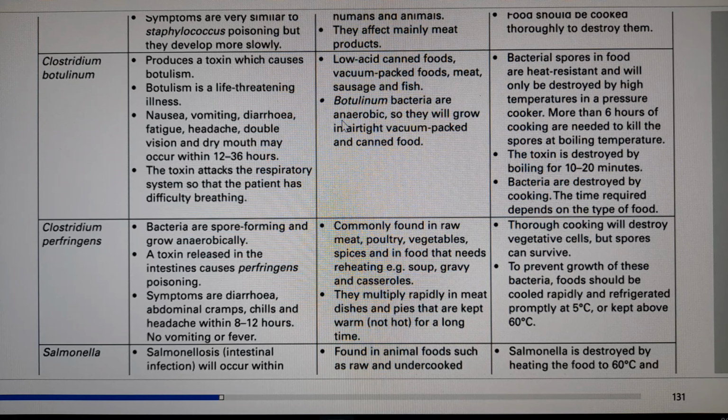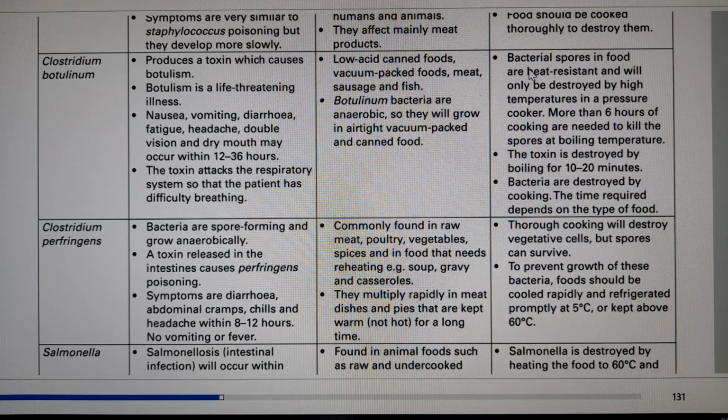Botulinum bacteria are anaerobic, which means they don't need oxygen to grow. So they will grow in an airtight vacuum pack, which means even if the food is in a closed container, they will still grow. And canned food. And how do we prevent this?